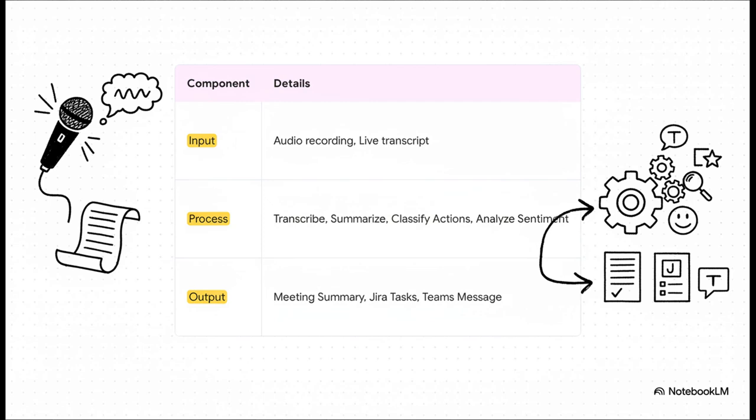The input is pretty simple, just the meeting's audio and transcript. The AI's process, well, this is where the magic happens. It transcribes, it summarizes the key points, it pulls out action items, and it could even analyze sentiment. And the output, that's where you see the incredible value. A clean summary, Jira tasks created automatically, and a recap sent right to your team. Simple, logical, and so powerful.